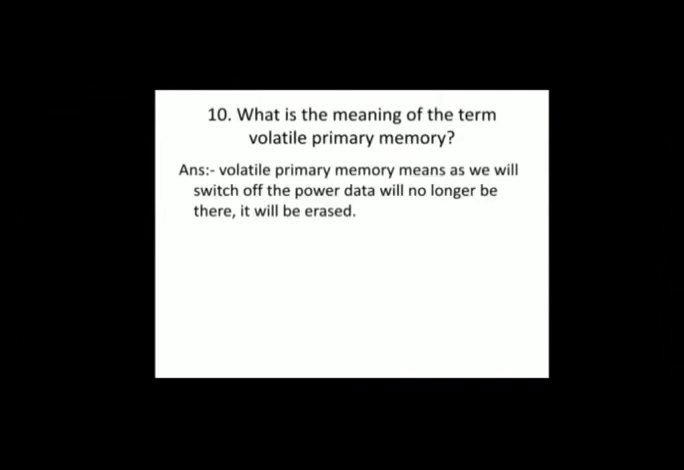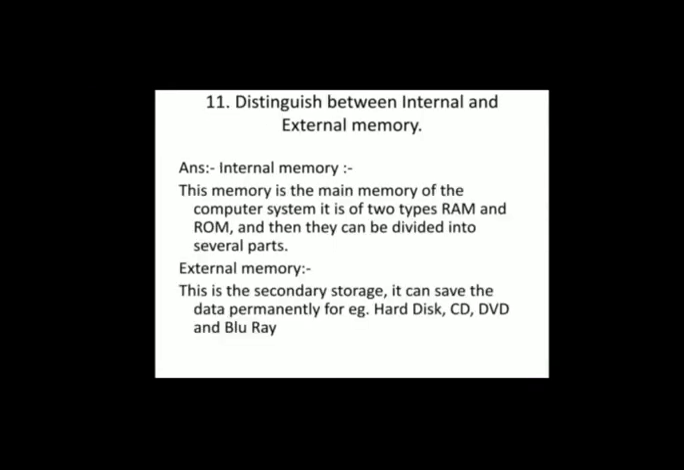Now what is the meaning of the term volatile primary memory? Volatile primary memory means, as we switch off the power, data will no longer be there, it will be erased. Question number 11. Distinguish between internal and external memory.